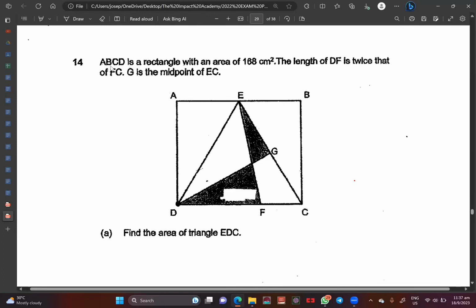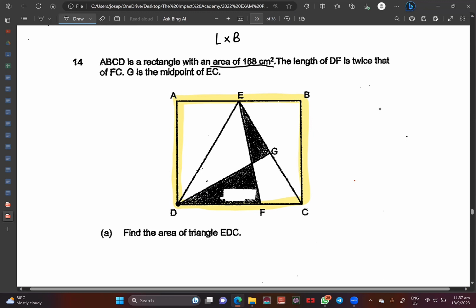Hi everyone, today we are looking at a question like this from 2022 Red Swastika. As you can see over here, it says that ABCD is a rectangle with an area of 168. So what is ABCD? ABCD is this entire thing, okay? We know that in order for us to find the area of ABCD, we will just simply have to do length times the breadth, right?